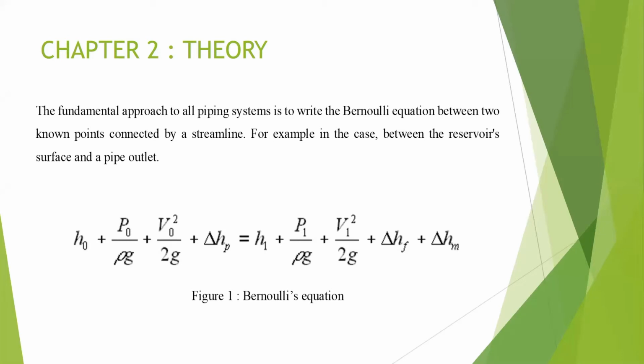Today I will present about the theory for the loss in the pipe. This is the basic equation for the loss in pipe, which is the Bernoulli equation. The fundamental approach to all piping systems is to write the Bernoulli equation between two points connected by a streamline, for example, between the reservoir surface and the pipe outlet.